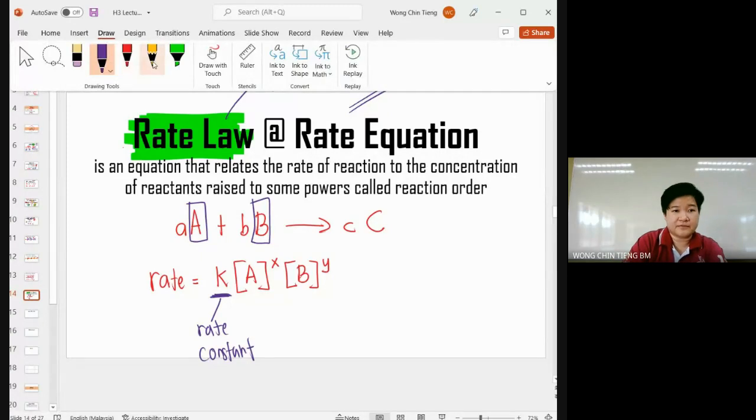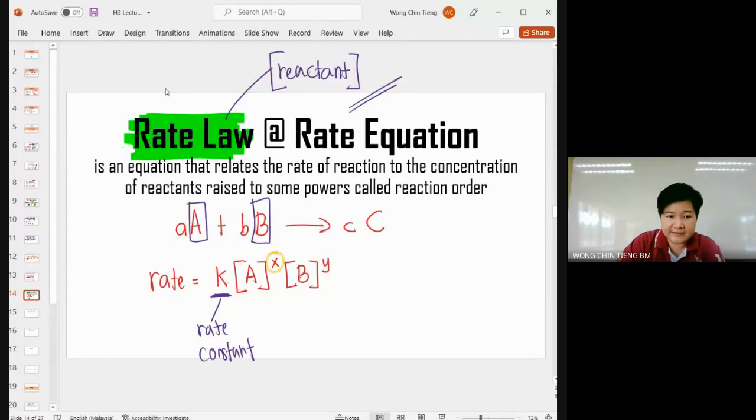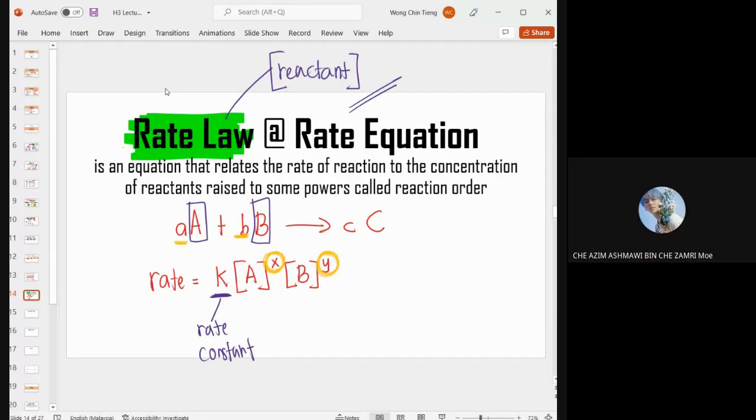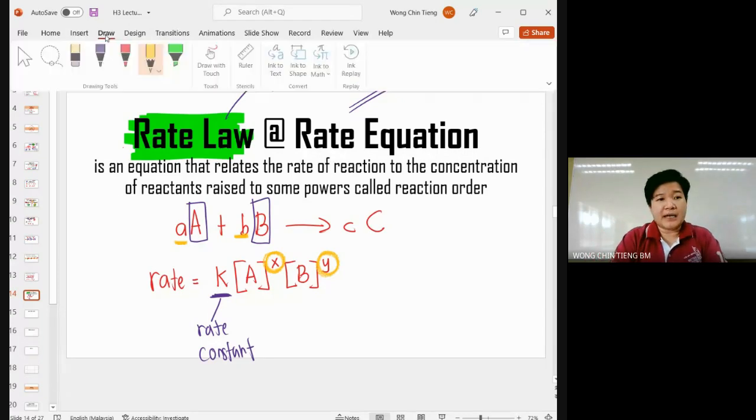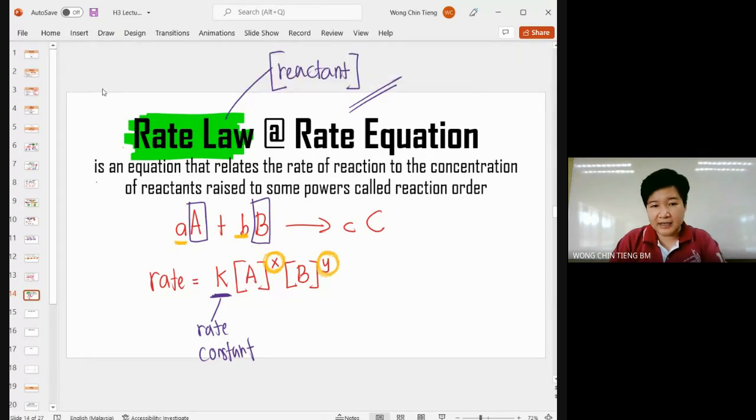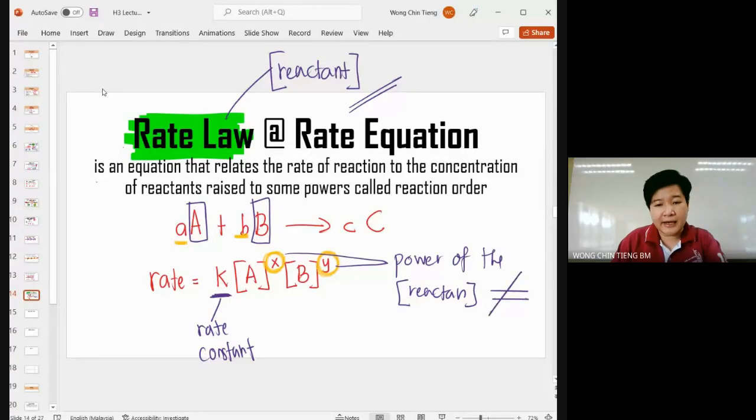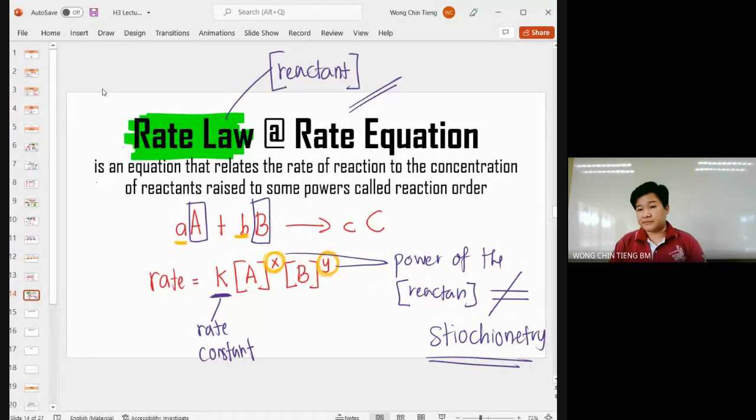Dan soalan saya, kelas. Adakah X dan Y bersamaan dengan the stoichiometry? Tidak. Paling penting yang kamu suka buat salah adalah the power over here, the X and Y, the power of the concentration of the reactant bukan stoichiometry. Ingat yang tu. Dia tidak bersamaan dengan stoichiometry. The power of the reactant is not the stoichiometry. Tu benda pertama kena masuk dalam otak kamu.